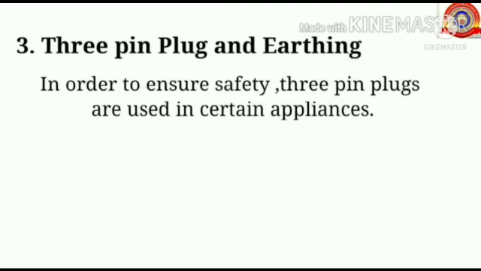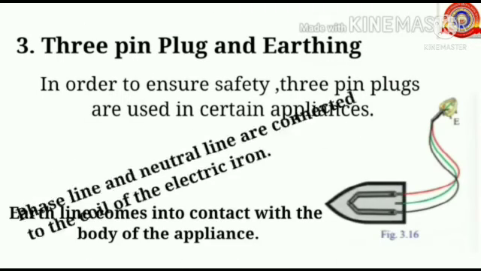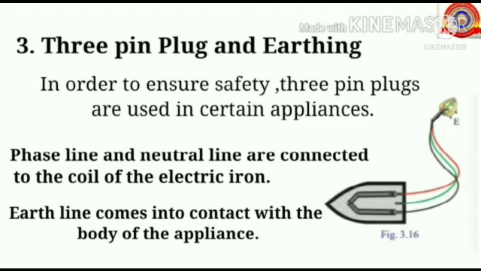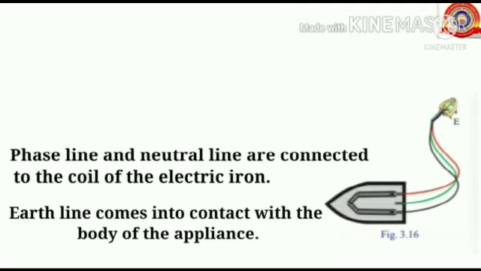Next one, 3-pin plug and earthing. In order to ensure safety, 3-pin plugs are used in certain appliances. Here you can see the picture of an electric iron. In the case of the electric iron, if the metal body of the electric appliance comes into contact with a live wire, that is the phase line, electricity will flow to the earth through the earth pin of the 3-pin plug shown in this figure. Hence, accidents due to electric shock can be avoided.